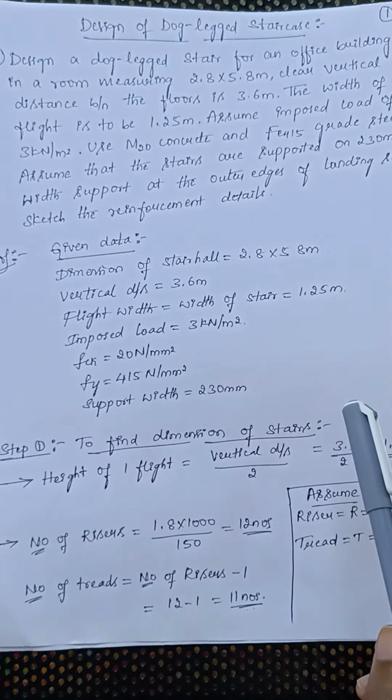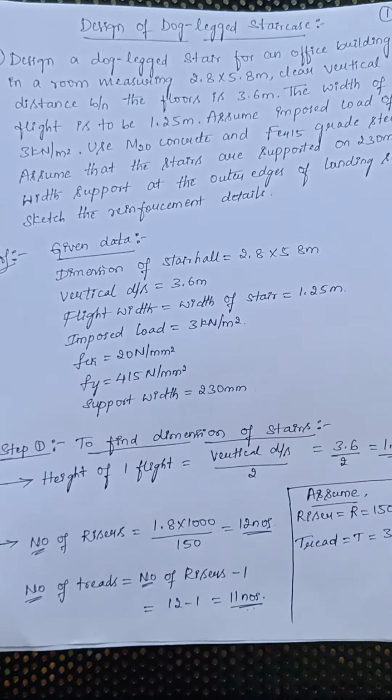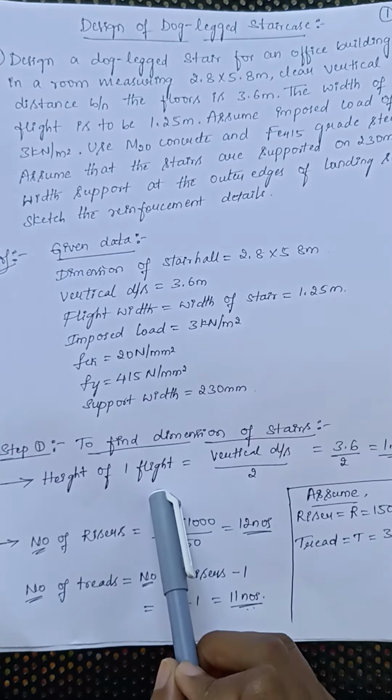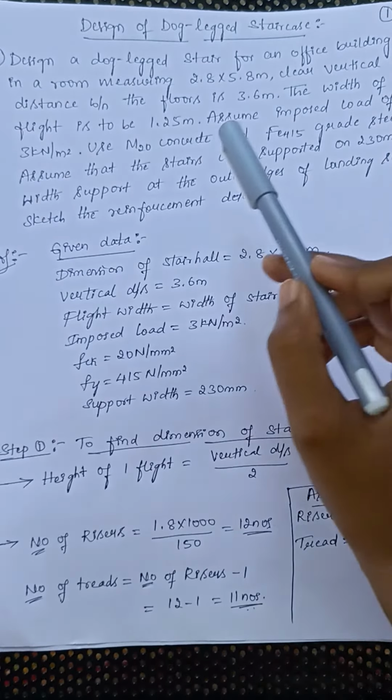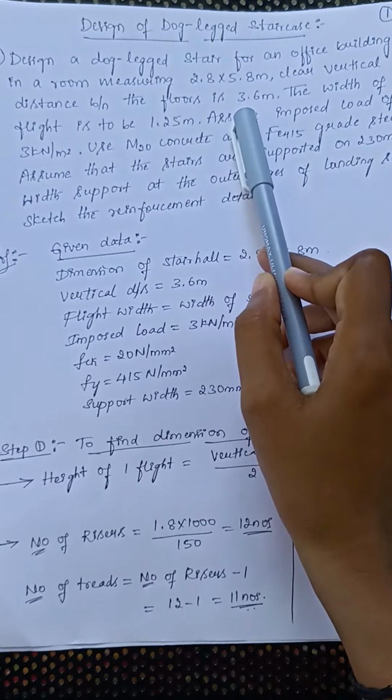To design the dog-legged staircase, the first step is to find the dimension of the stairs. Before we find the dimensions, we have to find how many flights we are going to provide. To find the height of one flight, the formula is half of the total vertical distance.